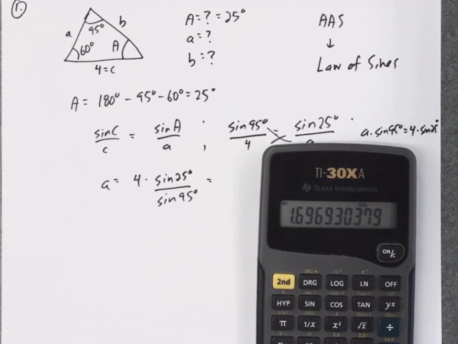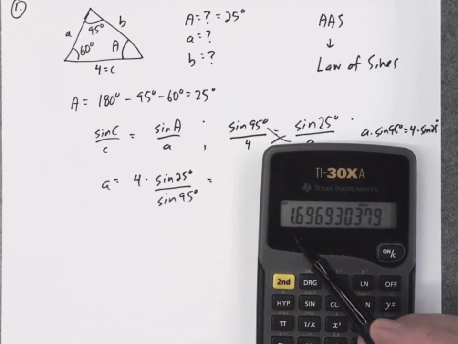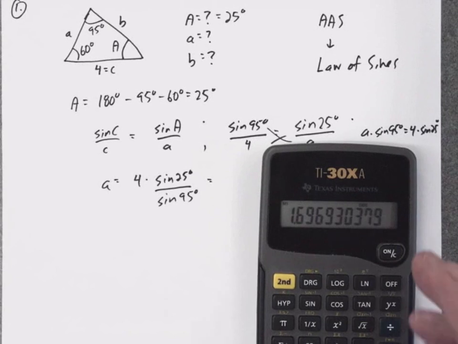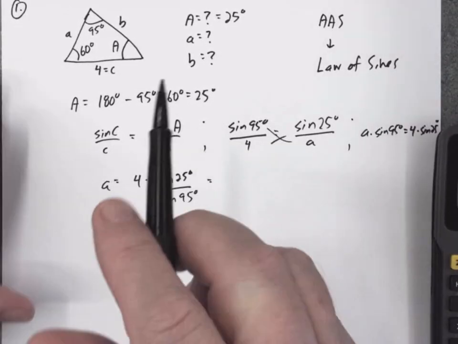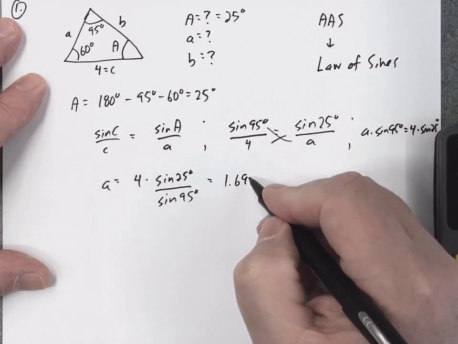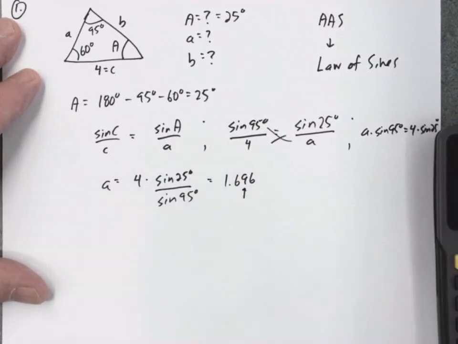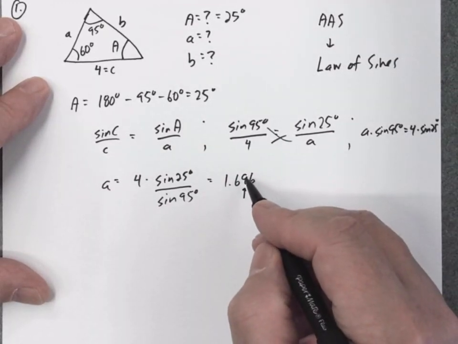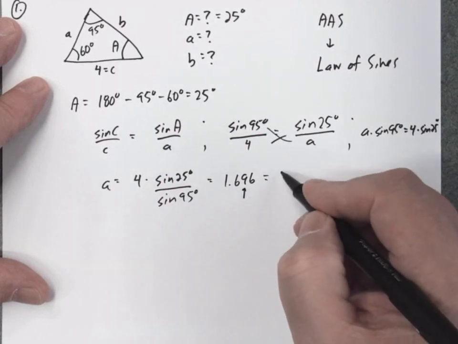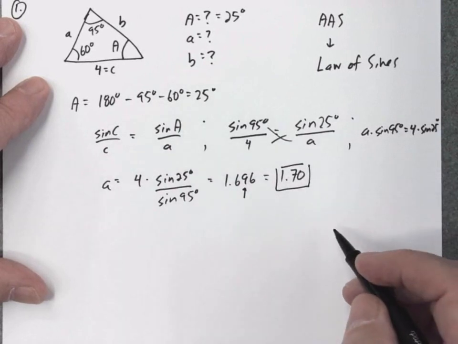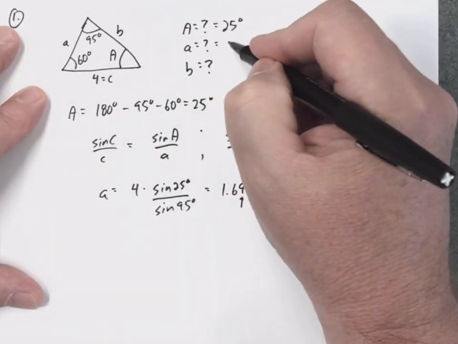And it says it wants us to round to 2 decimal places, so it should be 1.696. This 9 is my last place. Let me just write it here to make sure we can see it: 1.696. But we want 2 decimal places, so I look at the 6, this 9 gets bumped up to a 10, which means the 6 gets bumped up. And that should be side A.